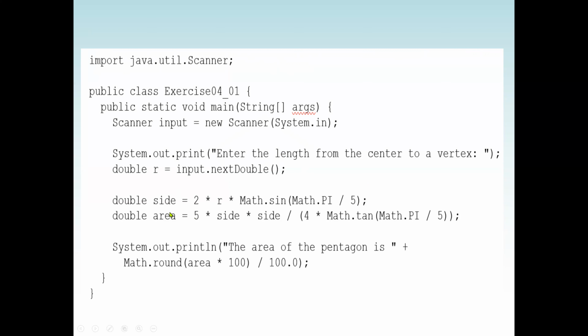When we get the answer for the area, we can print our result. So the area of the pentagon is Math.round of the area value, so we multiply by 100 and divide by 100.0.